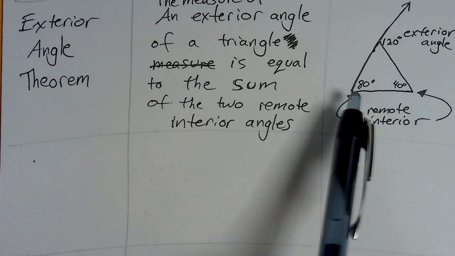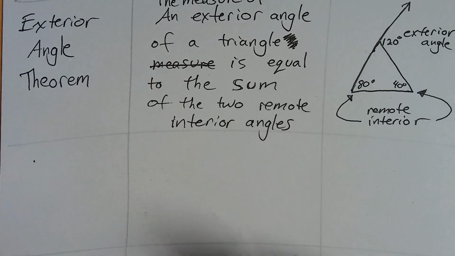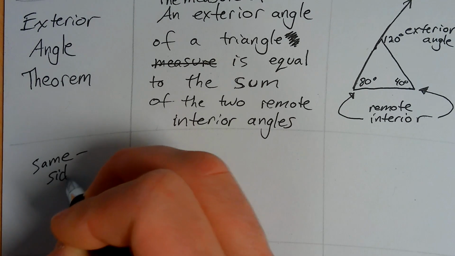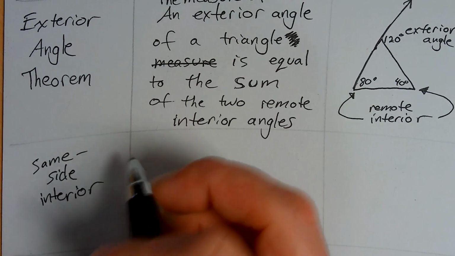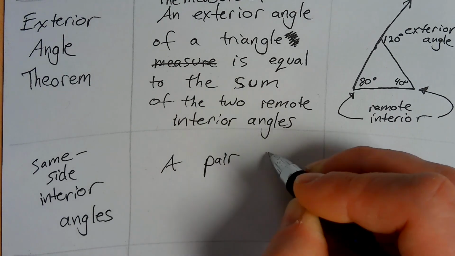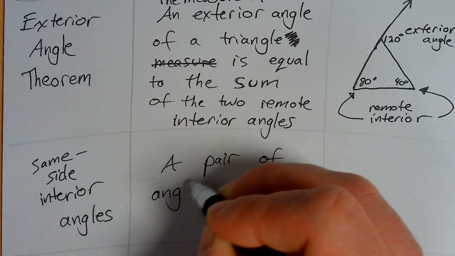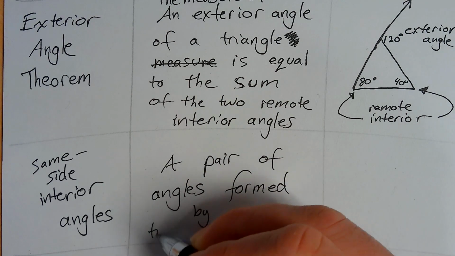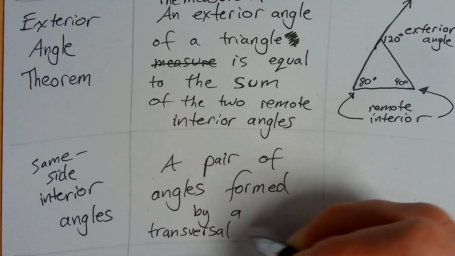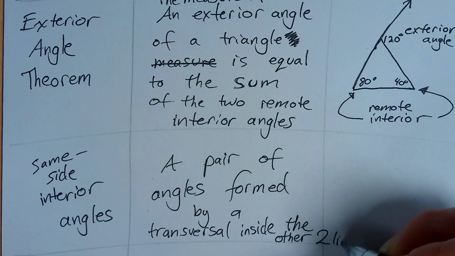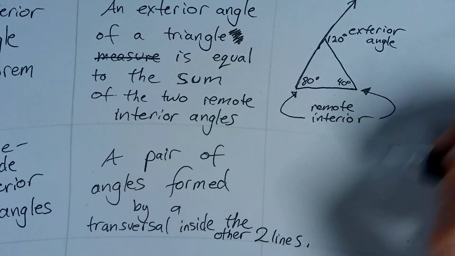Okay, let's do the remote interiors then. We don't need a separate definition for the remote interiors. Instead, we will do something about transversals, same side interior angles, a pair of angles formed by a transversal inside the other two lines and on the same side.